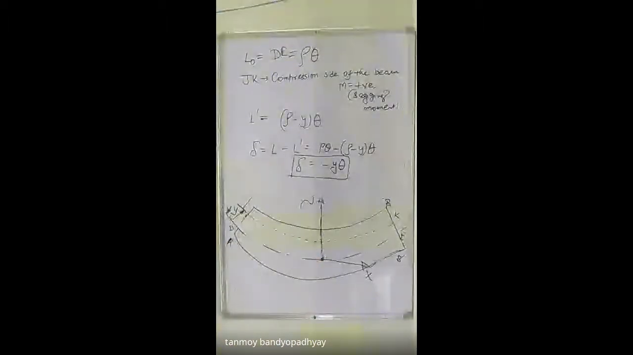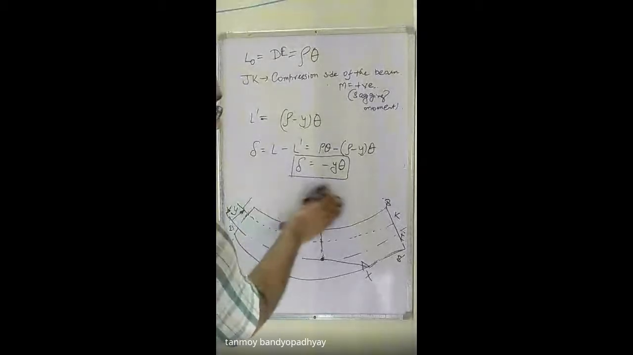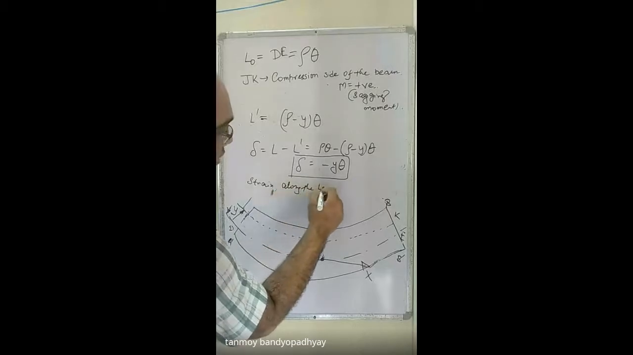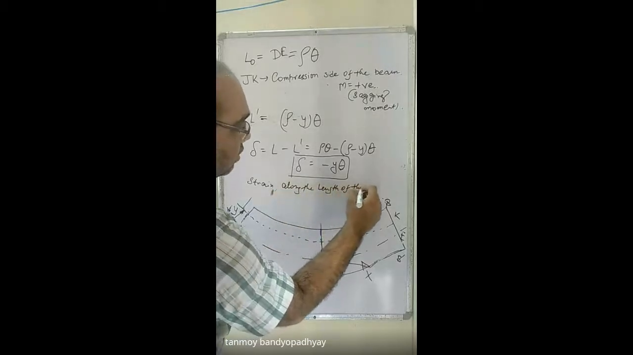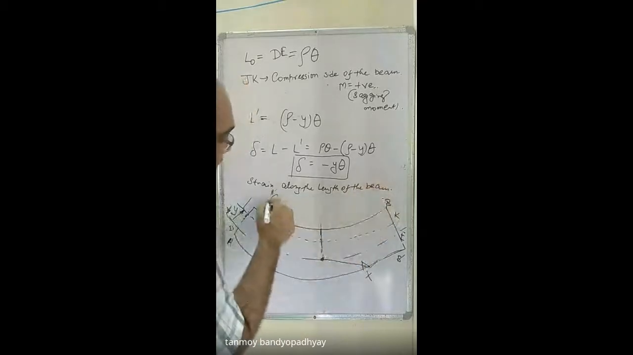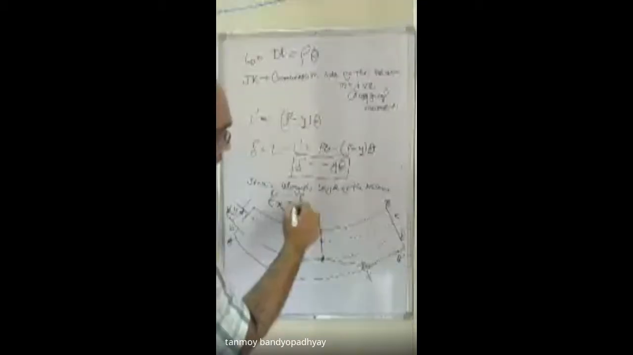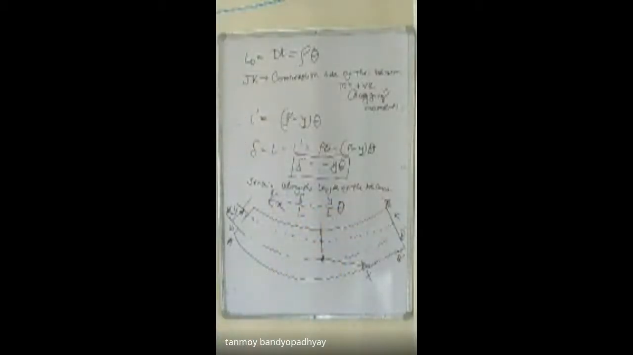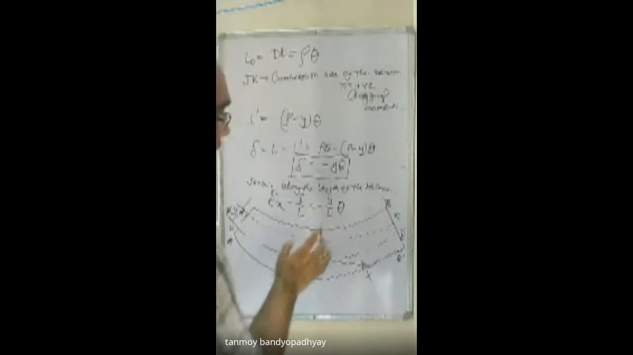Or they had written it as epsilon X. So X is the length direction of the beam, because I discussed that the X direction is always along the length of the beam. So epsilon X, the longitudinal strain, is the strain along the length of the beam. I am calling it epsilon X or epsilon L, whichever you like. That is equal to delta by L, that is equal to minus Y by L into theta. Correct? Now what is L? L is rho theta.